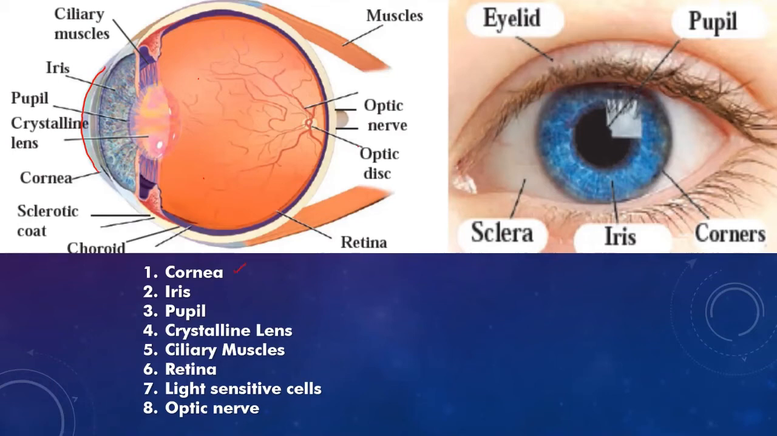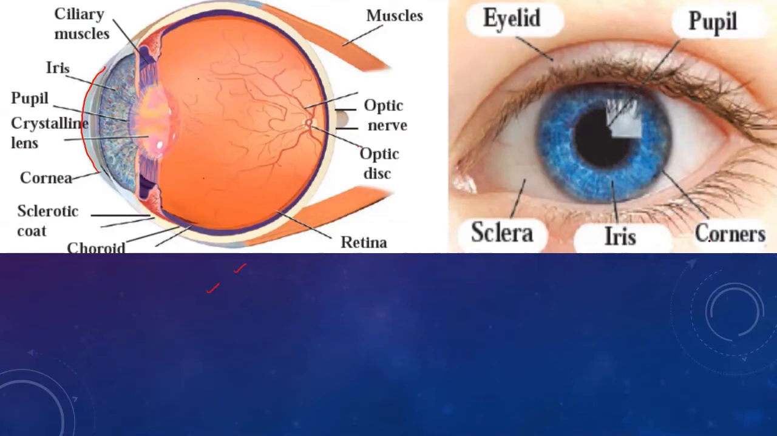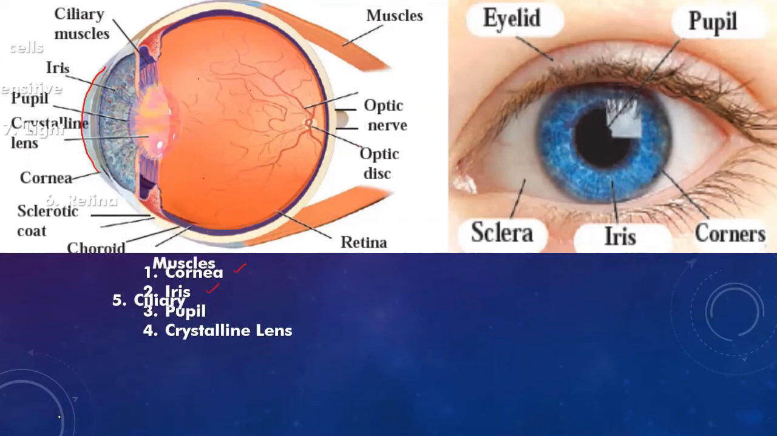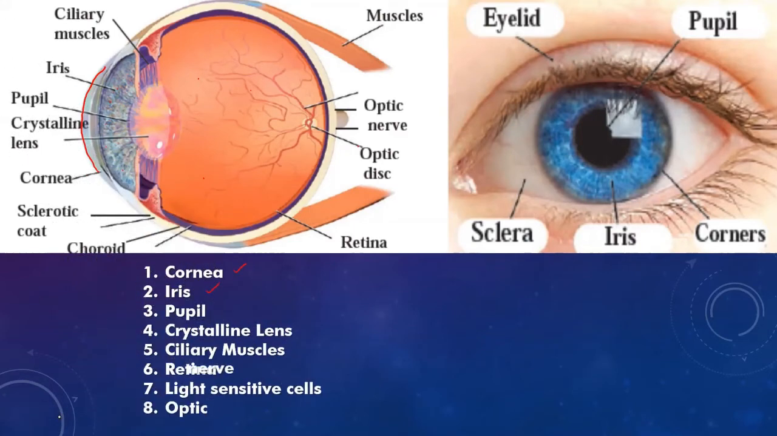Second, you have your iris. Iris is this colored part. For example, you can see this person has blue colored eyes. So this is the iris. Inside the iris, you have this black circle, which is always there. This black part is called the pupil. This is the pupil, right?